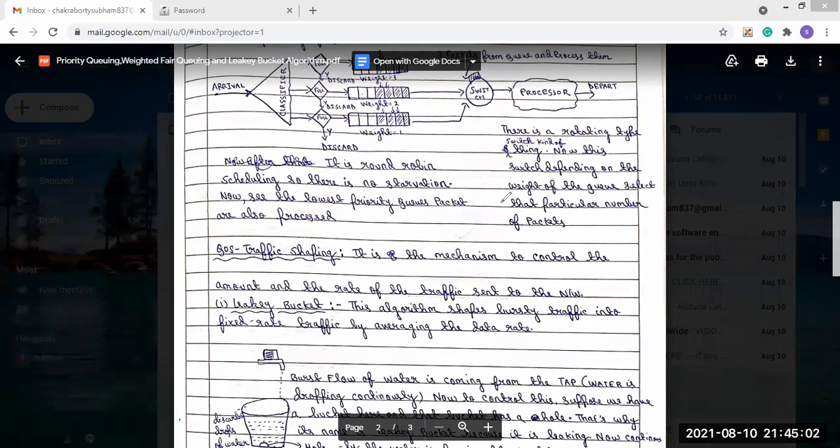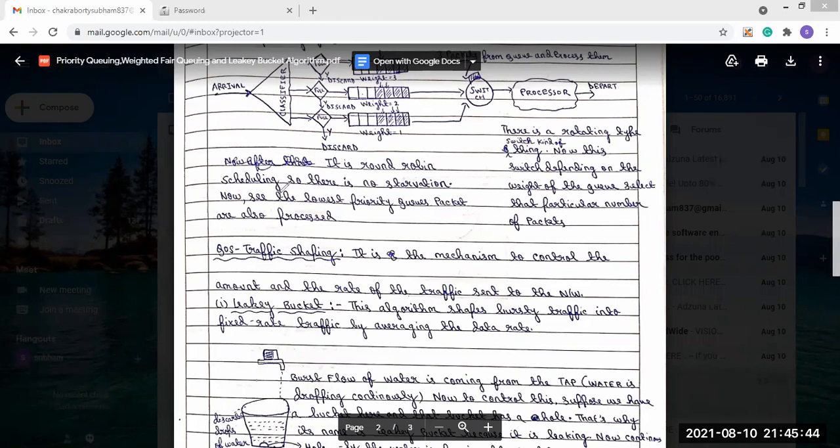Now there are two ways we can do that. One is the leaky bucket algorithm, and another is the token bucket algorithm. Through these, we can control the amount and the rate of the traffic sent to the network. Today we will discuss the first type, the leaky bucket. This algorithm shapes the bursty traffic into fixed rate traffic by averaging the data rate. Now, what does bursty traffic mean?